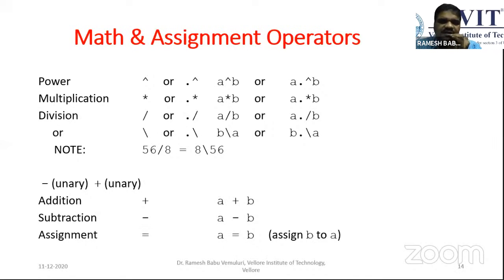So let us say A power 2 means the multiplication of A and A. But whereas if you use dot power, then each element, let's say 2 3 4 5 6 7 8, each element is raised to the power of 2, so 2 to the power of 2, 4 to the power of 2, and so on. Like that way it will be happening. So maybe we can just see one example.